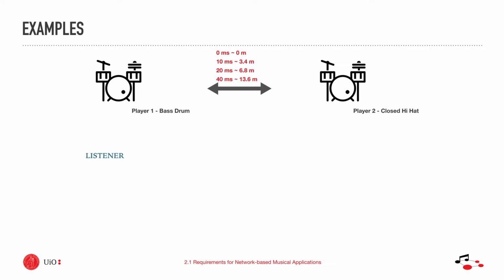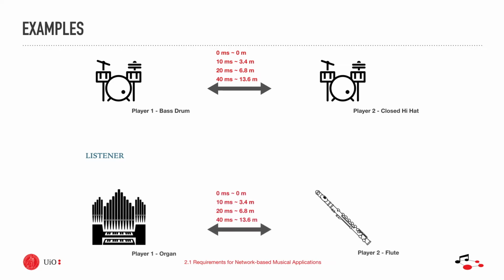Now let's listen to another example in which there are two different instruments involved, an organ and a flute.